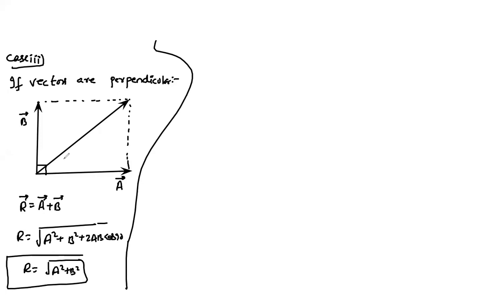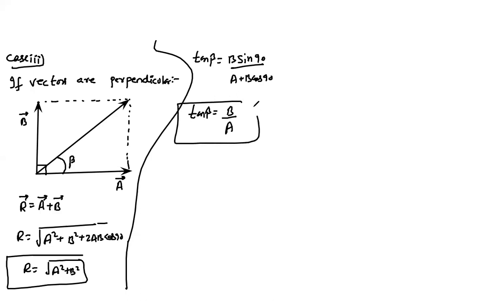Next, we can as well calculate the direction. This angle is beta. For tan beta, the formula is B sine theta over A plus B cos theta. So instead of theta, you will write 90. Sine 90 is 1, cos 90 is 0. Your tan beta comes out to be B by A. So instead of using the whole formula, we will simply write B by A if vectors are perpendicular, and the magnitude as root over A square plus B square.